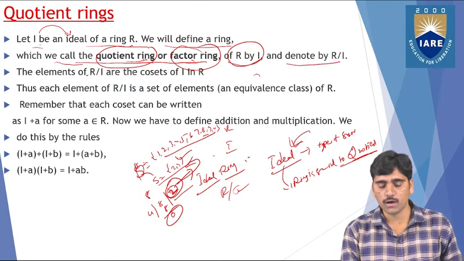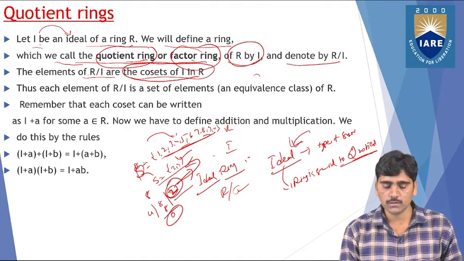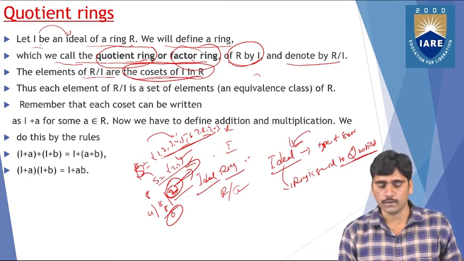So the elements of R by I are the cosets of I in R. We already discussed the cosets concept, right? In cosets, the subgroup divides the entire group, and those are said to be cosets. For the left side, left cosets, and for the right side, right cosets. That is what we studied in the previous session. Similarly here, R by I gives the cosets of I in R.